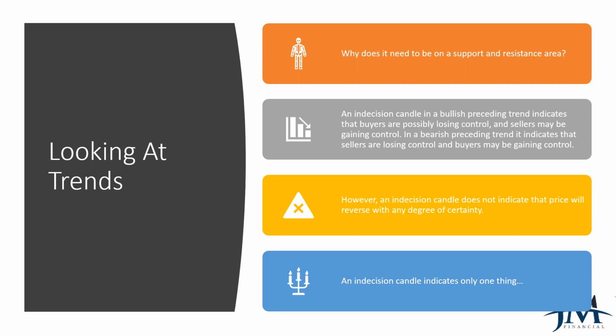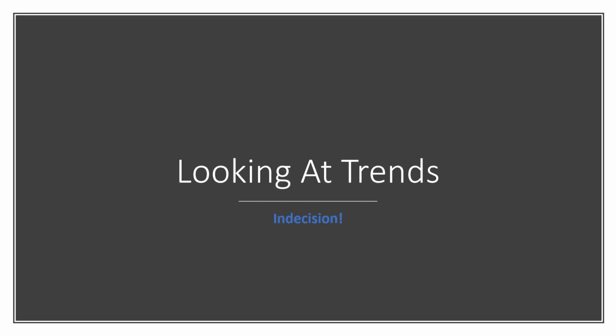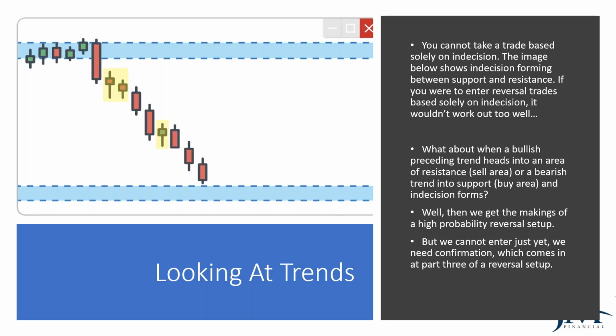An indecision candle only indicates one thing: indecision. Now, an indecision candle doesn't tell you what's going to happen. It doesn't give you an entry point. It doesn't give you a stop loss level. It doesn't give you a target point. It just tells you that that trend has reached an indecision. The traders have reached an indecision. You cannot take a trade based solely on indecision.